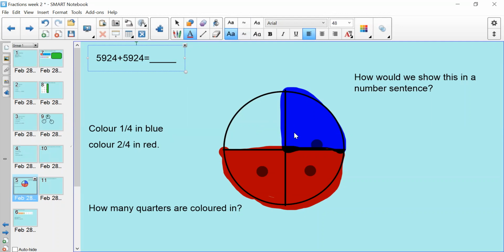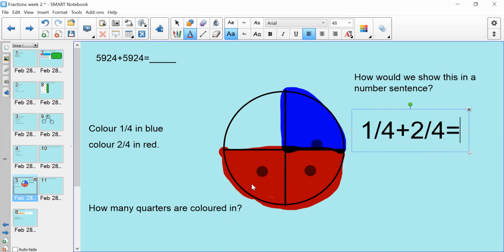Okay, so the first thing we did was we shaded in a quarter. So we could write out 1/4. Then we added 2/4, that was red. And then we count them all together because the question was how many quarters are colored in. So we don't have to worry about this quarter because we didn't color it in. But these are the 3 that we colored in. So we've got 1/4, 2/4, 3/4. So the answer is 3/4.